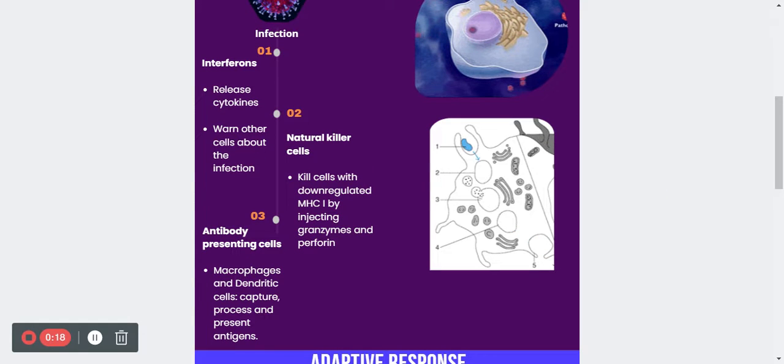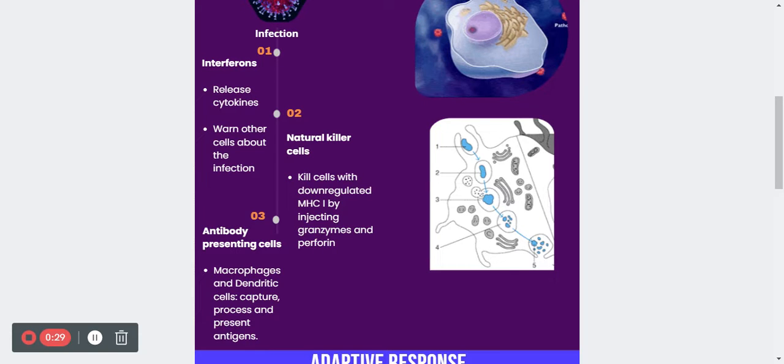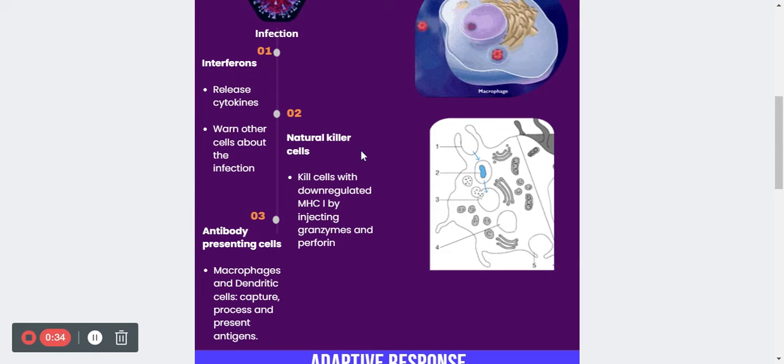Another thing they're going to do is increase the expression of MHC class 1 molecules on their surface. Another key player in this response are the natural killer cells. Since interferons cause all the cells to increase MHC class 1 molecules on their surface, what sometimes happens is viruses can downregulate the MHC1 molecules to escape the attack. In this case, the natural killer cells are going to recognize the absence of MHC1 and kill the infected cells by injecting toxins like perforin and granzymes.